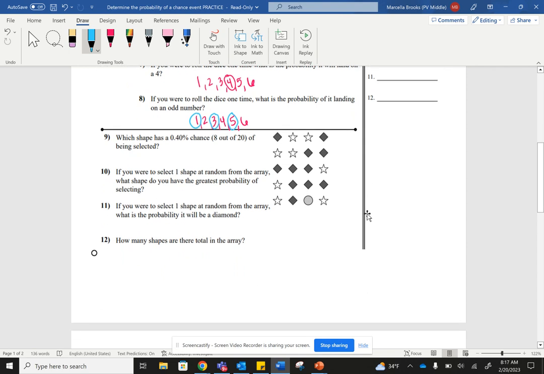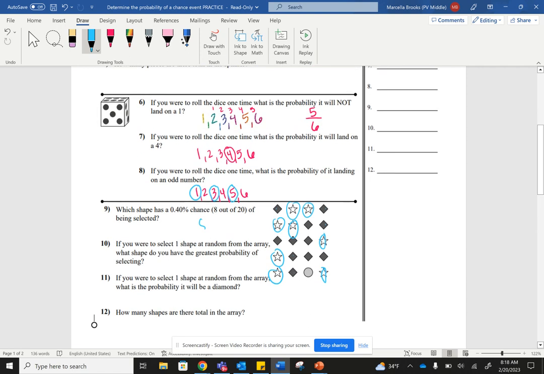Okay, number 9. Which shape has a 0.4 chance, 8 out of 20, of being selected? So which shape has 8 out of 20? So the diamonds, there's 1, 2, 3, 4, 5, 6, 7, 8, 9, 10, 11. There's 11 diamonds, so it's not going to be the diamonds. There's 1, 2, 3, 4, 5, 6, 7, 8 stars. So I would say it's going to be the stars because there's 8 out of 20.